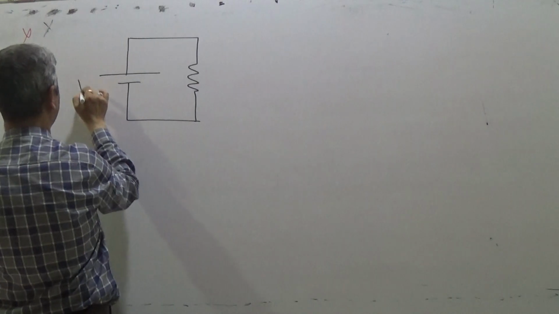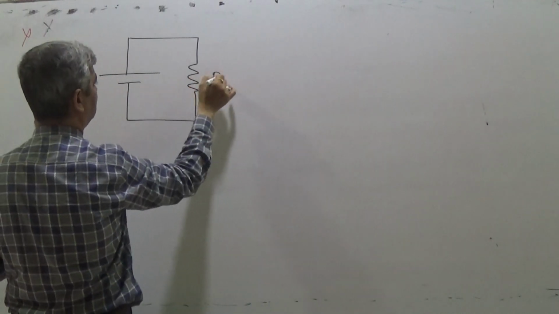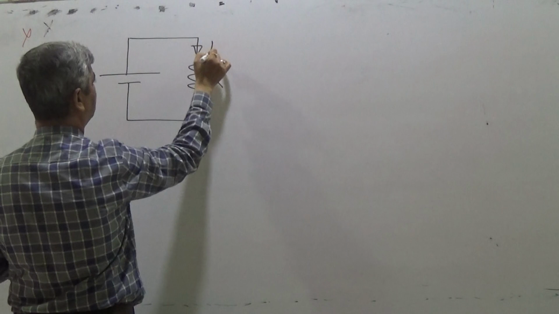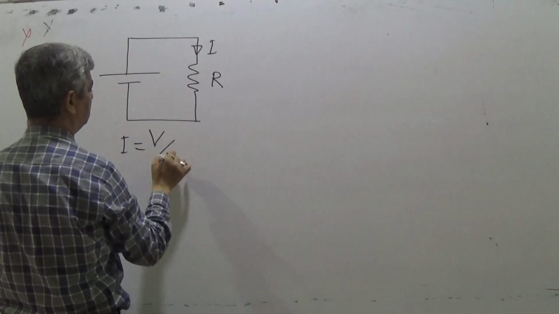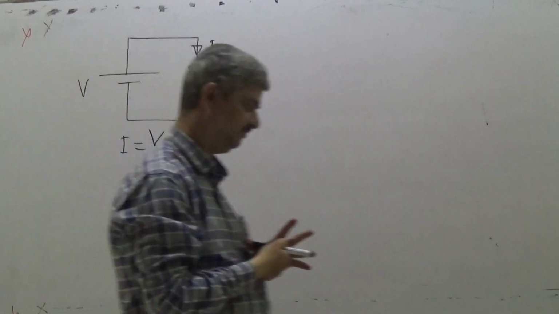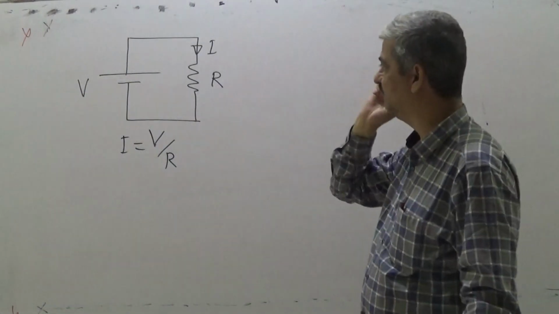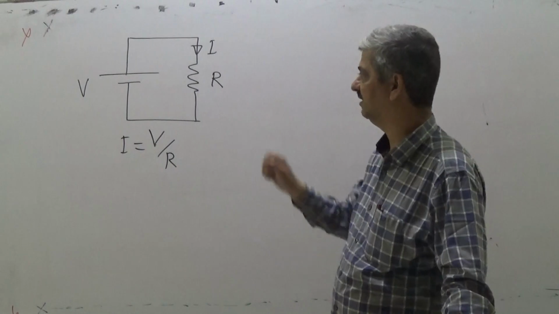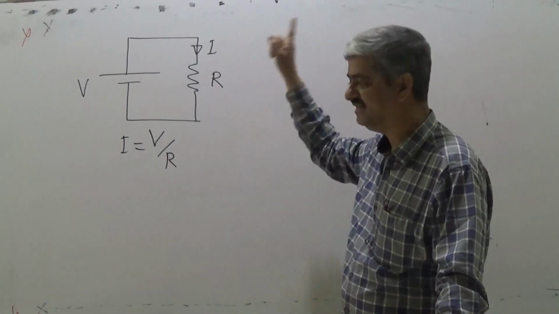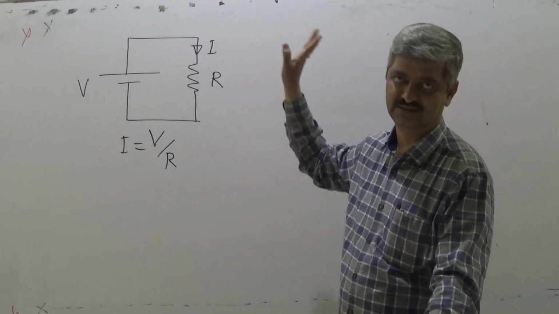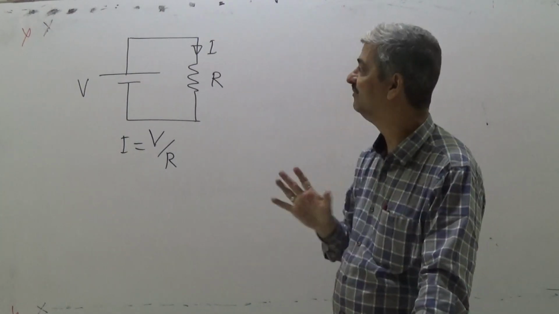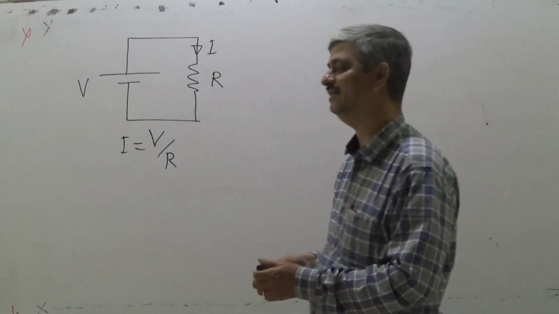Say given voltage V, given resistance R, some current flows: I is equal to V upon R. This is Ohm's law. If we increase voltage, current will increase. If we increase resistance, current will decrease. If we decrease resistance, current will increase. So, this is a simple electric circuit.